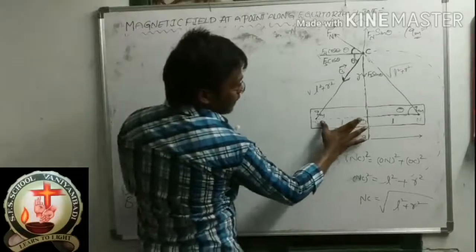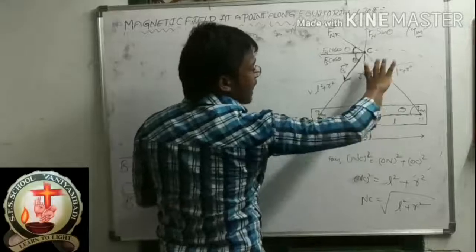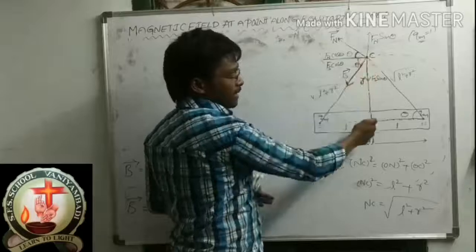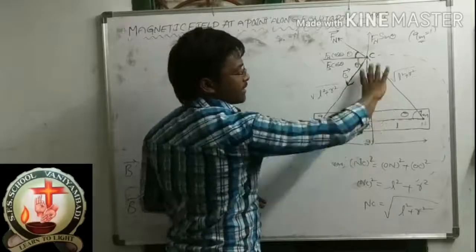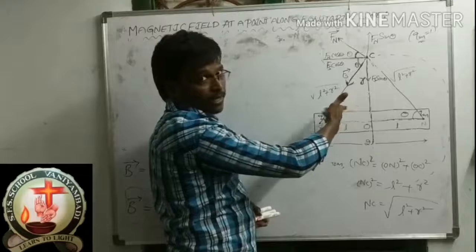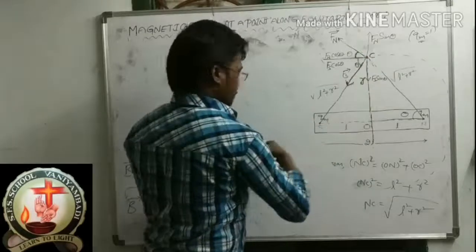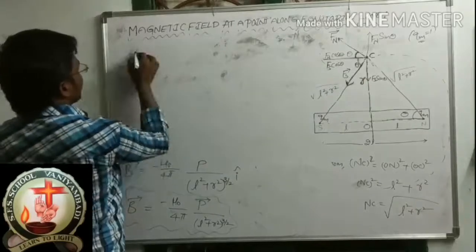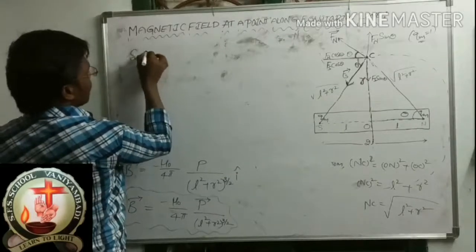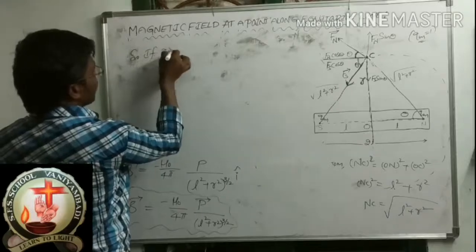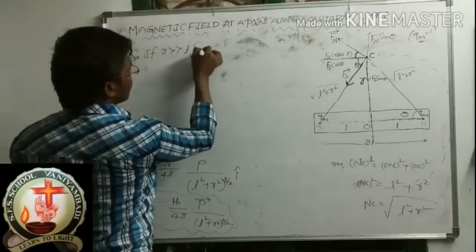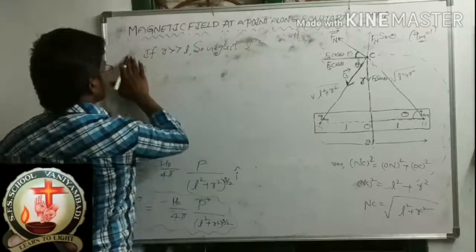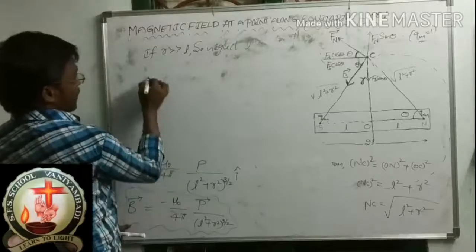Here this is the L, from here to here. This is the R, you know already. The R is more. From here to here the distance is R, and from here to here is L. So this is L and this is R. Just by seeing, we can easily identify R is more compared to L. So if R is very much greater than L, neglect L.